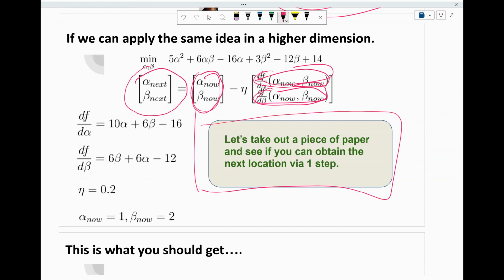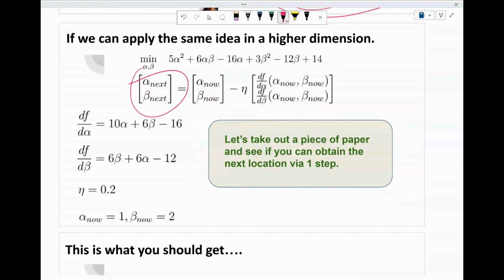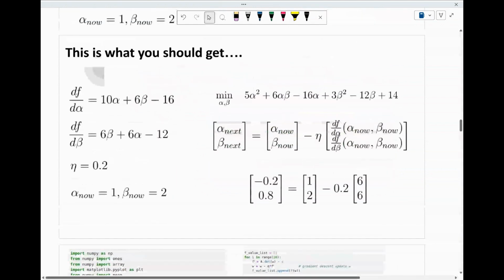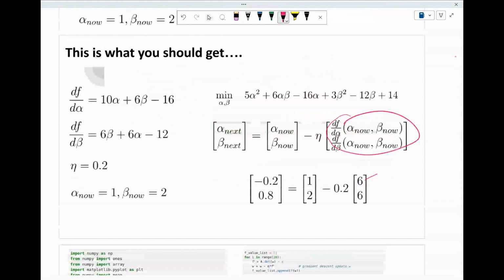So at this point, I want you to take out a piece of paper. This will be one of the in-class exercises. See if you can calculate the next location if you just take one single step. Okay? All right, pause the video and we're going to move on. Okay, so the solution of what you should get is, if you just plug them in, you should get 6 and 6. And then this is 1.2. We know the starting point from here. Then we just add them up. So after you take one step, this is where you should be.